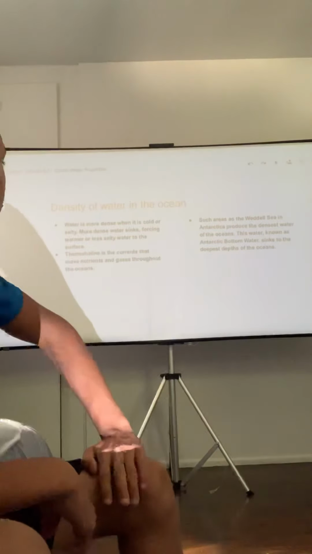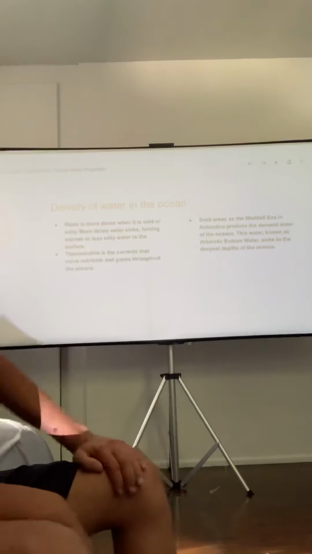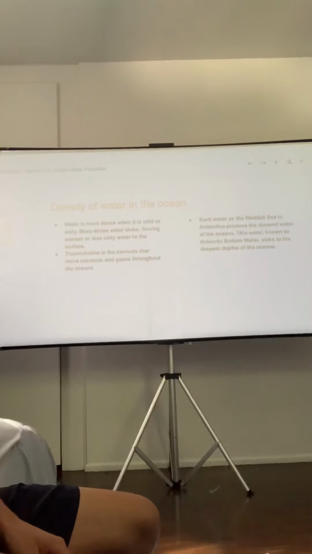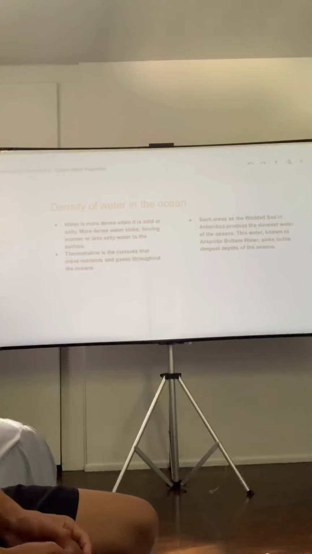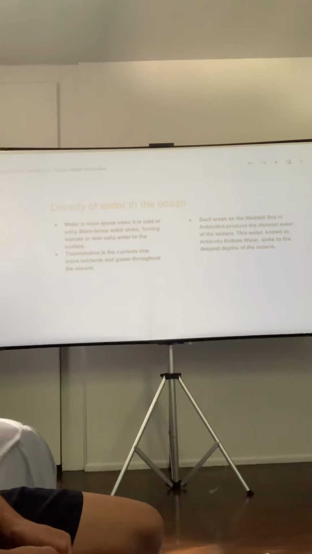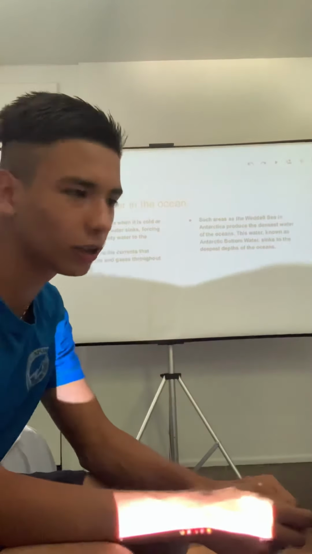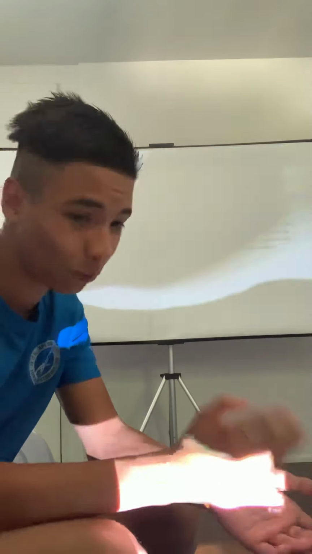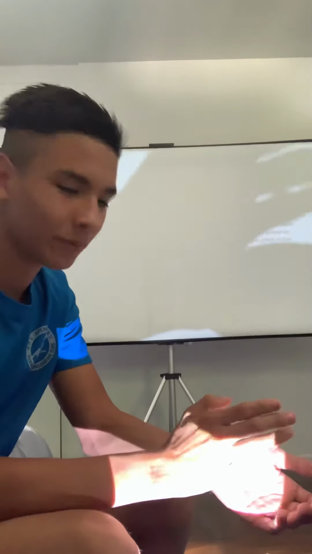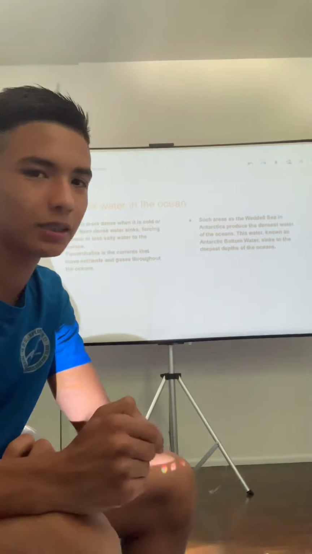And the third bullet point is going to be talking about how such areas as the Weddell Sea and Antarctica produce the densest water of the oceans. This water, known as the Antarctic bottom water, sinks to the deepest depths of the ocean. So these are like the deepest points in the world, water wise.